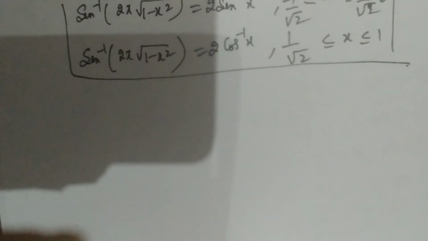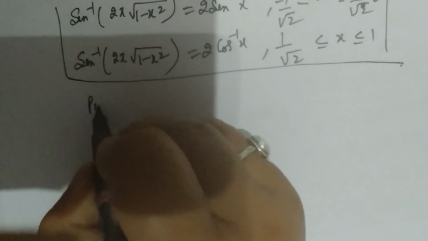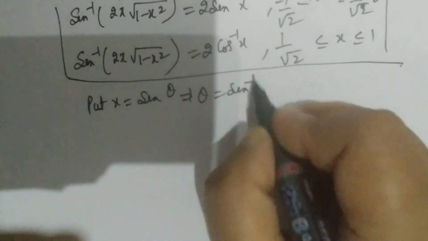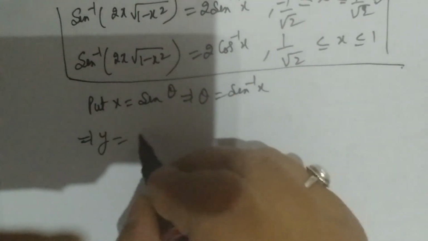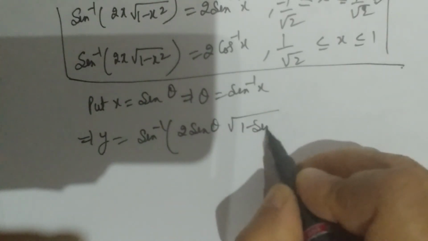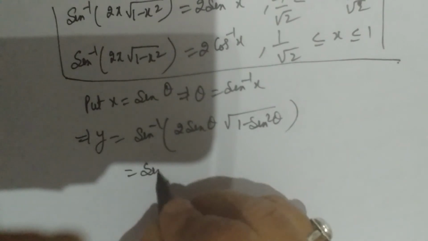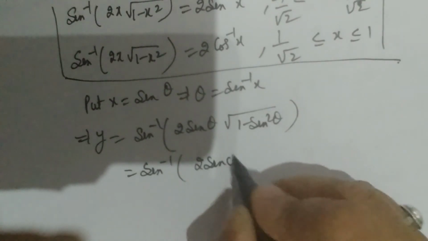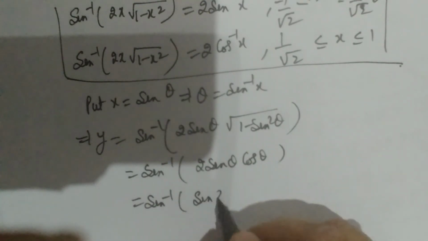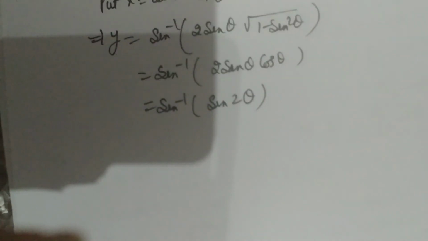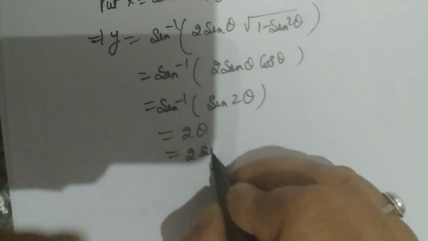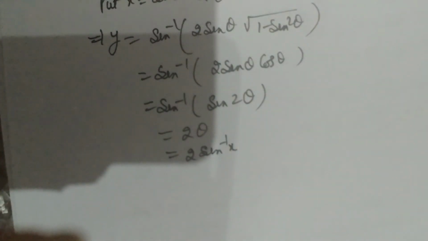So here what I need to do is put x as sine theta. This implies theta is sine inverse x. This implies y is equal to sine inverse of 2 sine theta, and it will be root of 1 minus sine square theta. So this is sine inverse of 2 sine theta cos theta, which is sine inverse of sine 2 theta. So it will be 2 theta, that is equal to 2 sine inverse x.